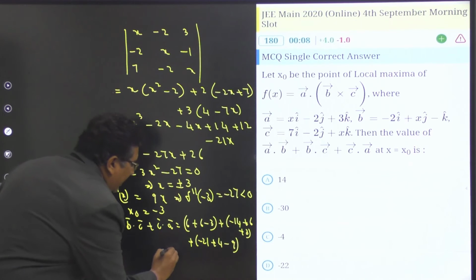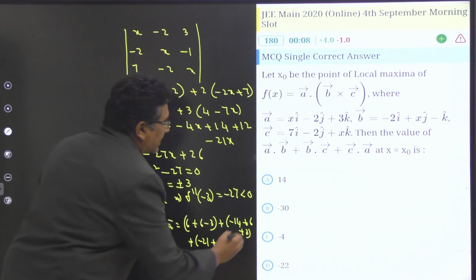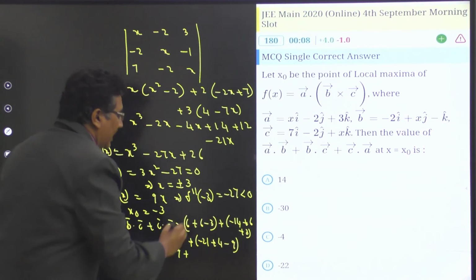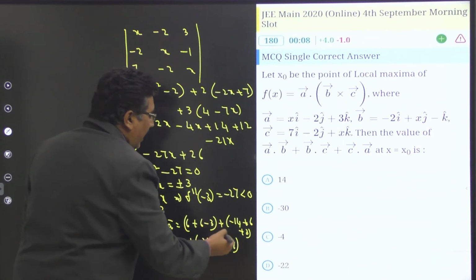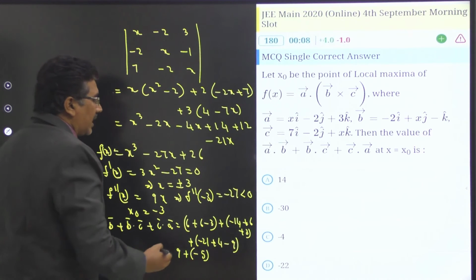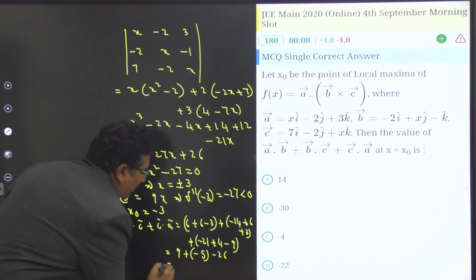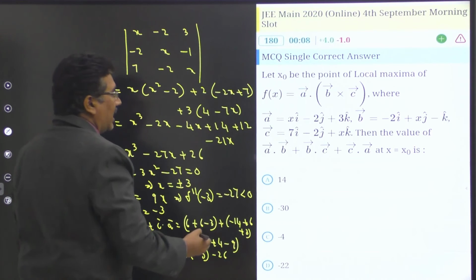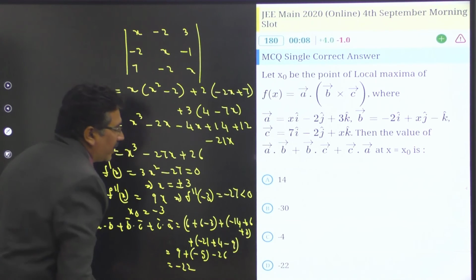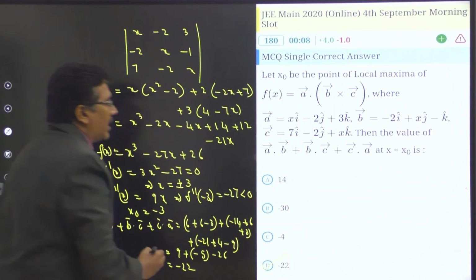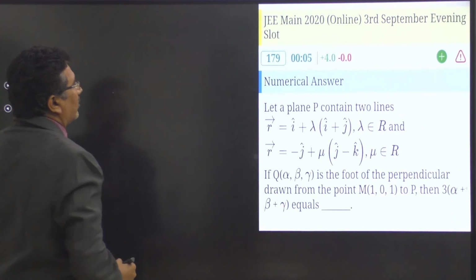That is equal to 12 minus 3, that is 9, plus 6 plus 3, 9, minus 14, that is minus 5. Now 4 minus 30, that is minus 26, right? That is equal to 9 minus 5, 4, 4 minus 26, that is minus 22. Therefore, the answer is option 4. Right? Now, let us see the next one.